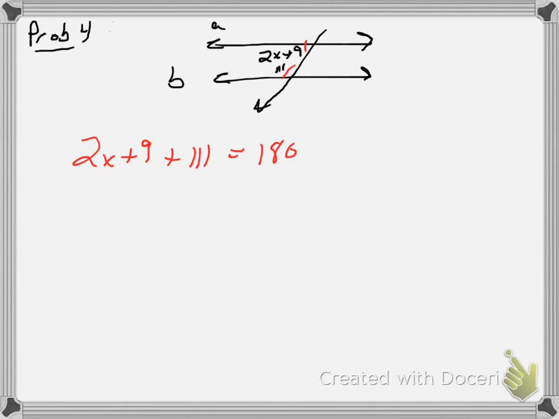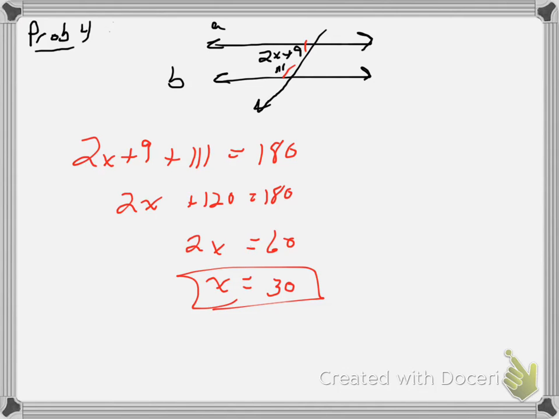Same-side interior equals 180. So I'm going to combine like terms: 2x plus 120 equals 180. I'm going to subtract, get 2x equals 60, and divide by 2, x equals 30. There's our answer for x that makes A and B parallel.